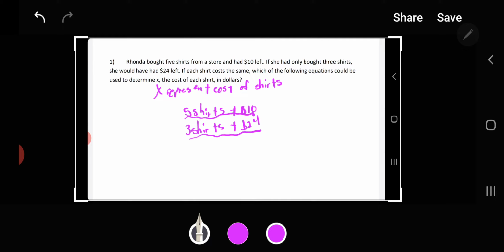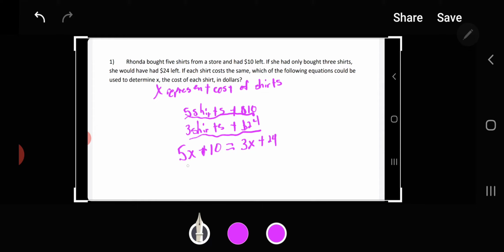Because I know that when she had 5 shirts, or the cost of 5 shirts, so 5x, she still had $10 left, so we had that 5x plus 10. That's also equal to the total amount of money she had. But it's also equal to 3 times the cost per shirt plus $24. Because once again, that's the total amount of money she had. These two are equal to each other.